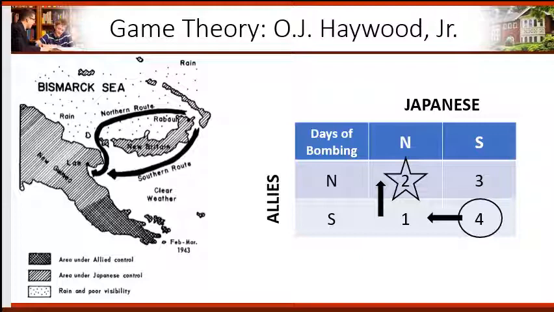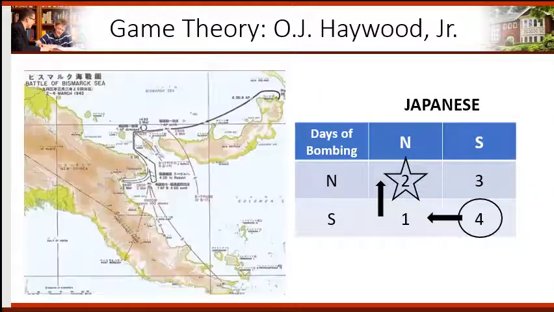And we can now switch the perspective to the Allied decision. So if the Japanese pick north, that is, if they are sailing north, if they're choosing the left-hand column of the matrix, the best the Allies can do is what they're currently doing, 2. If they deviate and go south, they would only get 1 day of bombing. And so this is a Nash equilibrium. And in fact, this is what actually happened.